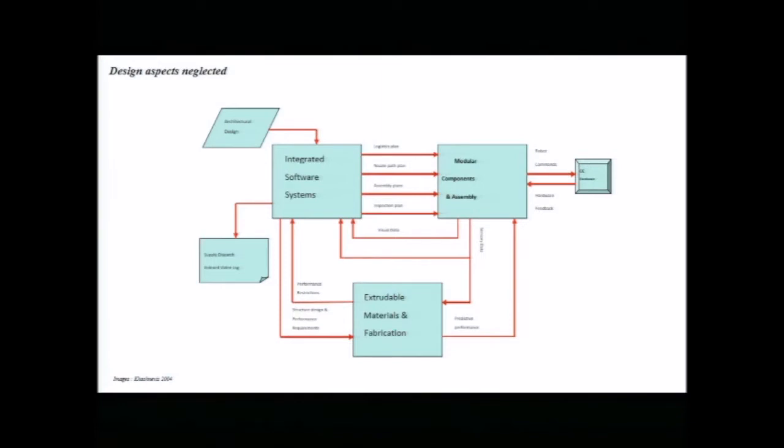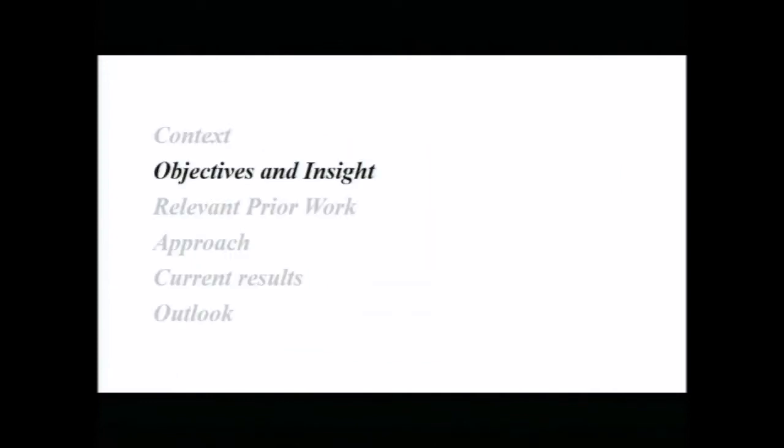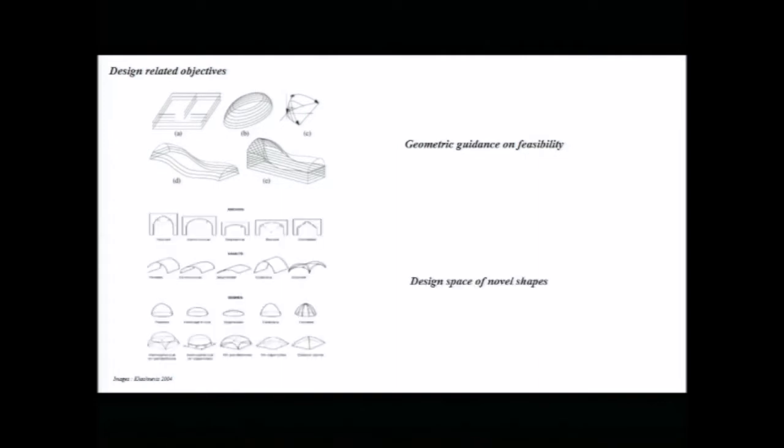Having said that, it can be noted that most of the effort of the researchers has been spent on material engineering, hardware technology, and so on and so forth, while the aspects of architectural design, and especially design exploration, are often neglected. And this paper and also the research aims to address that aspect of architectural design exploration. So this leads to the design-motivated objectives. The main objectives are to provide geometric guidance on the feasibility of printing some of the shapes. And the second main objective is, as I mentioned previously, the exploration of the associated design space.